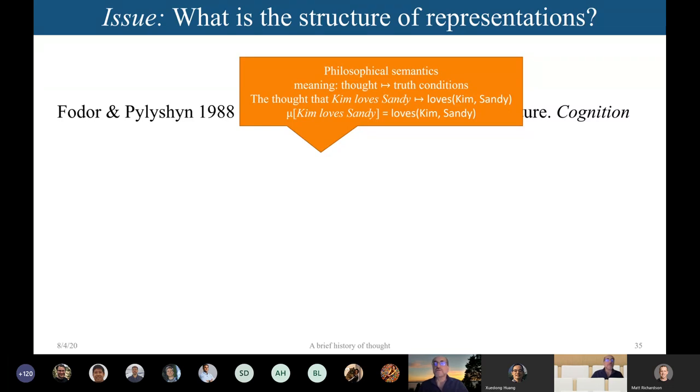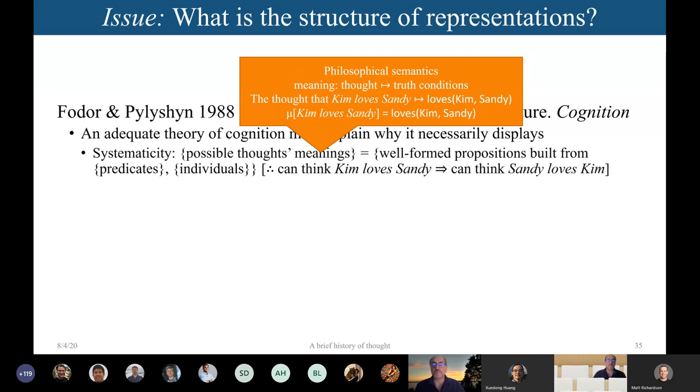Their critique assumed the context of philosophical semantics, where the meaning of a thought is its truth conditions, so that the meaning of the thought that Kim loves Sandy is the proposition loves(Kim, Sandy), which is true in any world where the person referred to by Kim stands in the love relation with the person referred to by Sandy. In this expression, mu is the meaning function. Fodor and Pylyshyn argued that an adequate theory of cognition must explain why cognition necessarily displays four key properties.